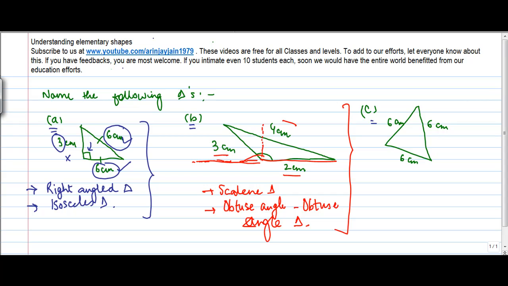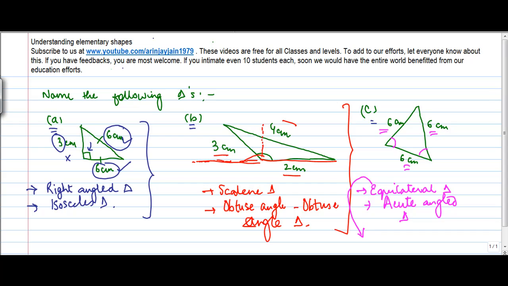Okay, let's move on to the third one. Let me use a different color. Now in this, all the three sides are equal. So this is what? An equilateral triangle. Okay, now these angle also seem to be less than 90 degree, in which case we can also call this as acute angled triangle.